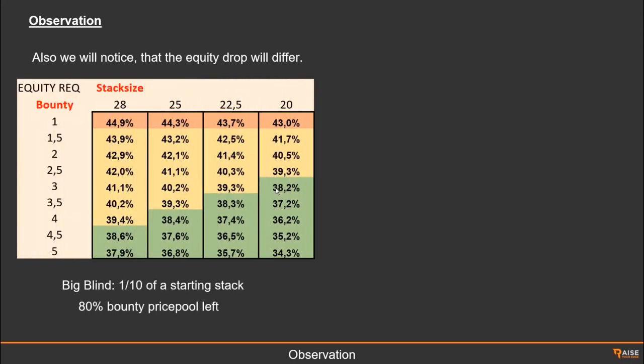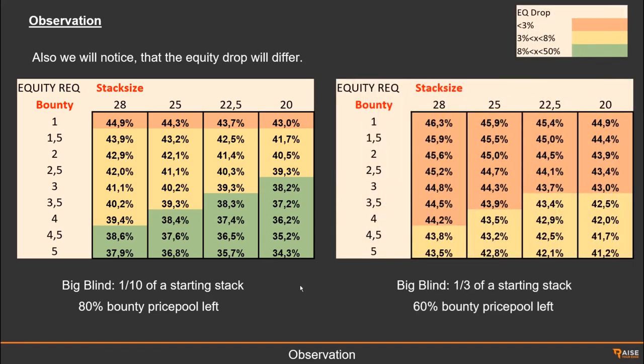Let us drive this a bit further and look at how big the equity drop in those 2 situations is. So on the left side, again, the same situation which we had before, the 1/10 of a starting stack and 80% bounty prize pool left. So in this case, 500, 250 and 60 the blinds. On the right side, we have again the 1/3 of a starting stack, so 1,600, 800 and let's say 200 ante are the blinds, and we have 60% of the bounty prize pool left.